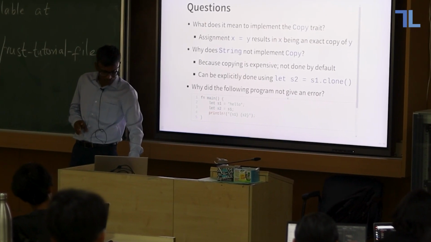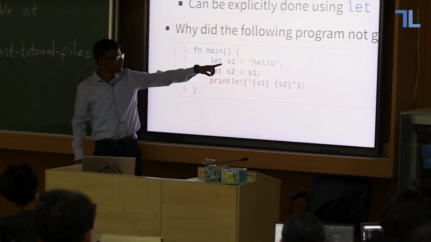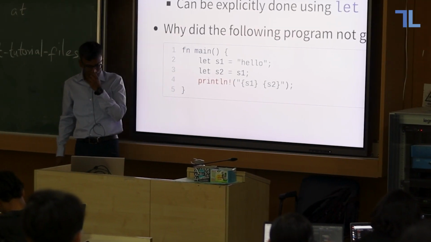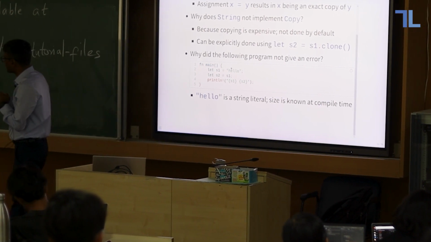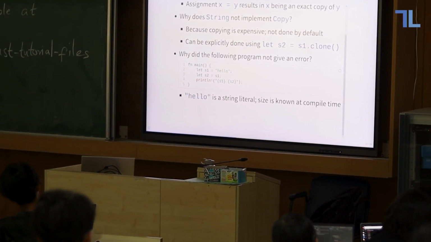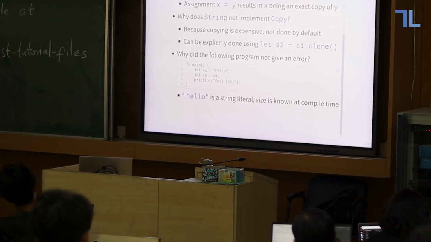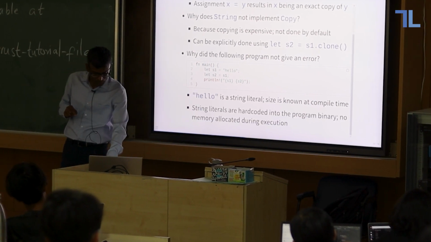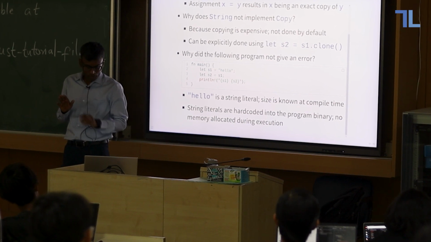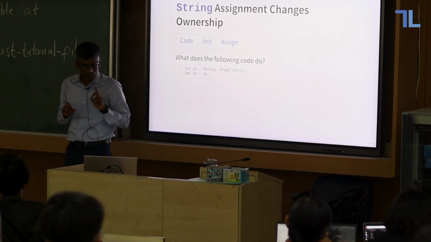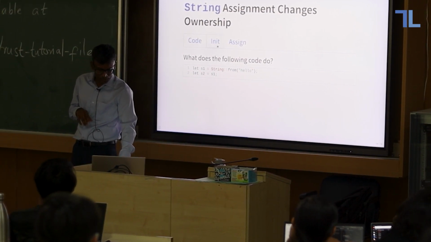But then you might ask, why did the following program not give an error? Because it also looks like a string. S1 equals hello and S2 equals S1. This one does not give an error. The reason for that is this hello is a string literal, so it is not an allocated variable. Its value and size are known at compile time. So this string will be directly embedded into the program binary, hard coded into the program binary, so there is no memory allocated which needs to be freed. So let's look at some pictures about that String, capital S String. When you do this, what is actually happening?